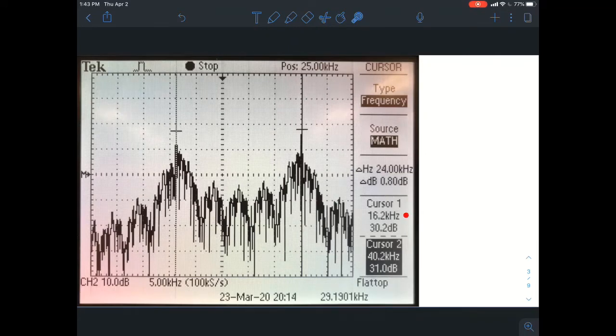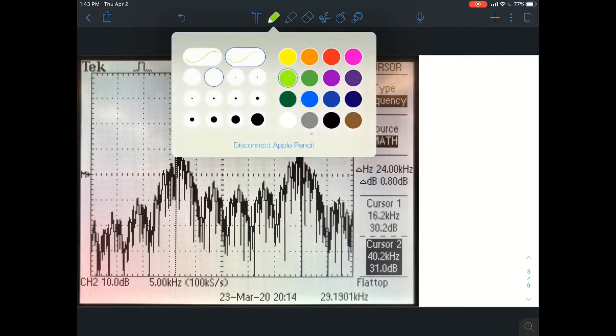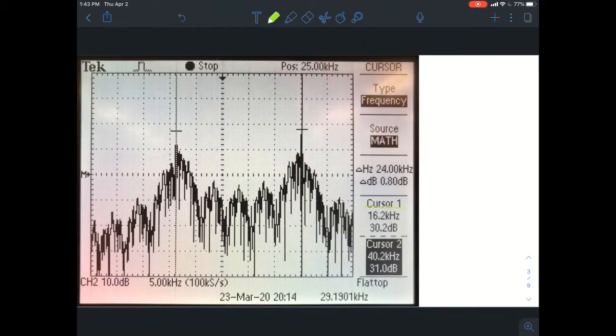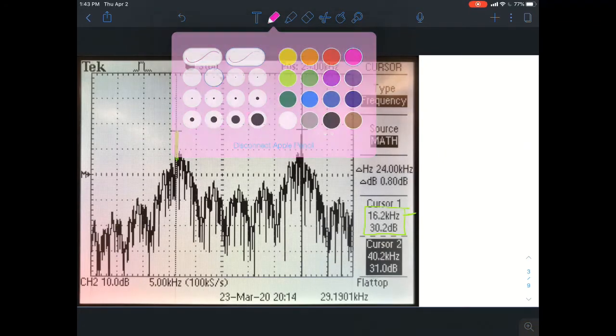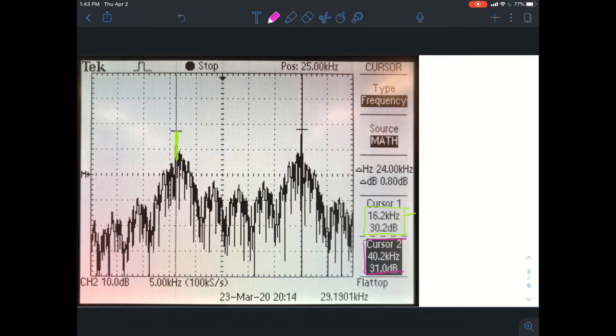We see cursor 1, which is over here. I'm going to put a box around that in green, and that's where that cursor is at. I'll draw that line in green so that you know that's the frequency annotated there. I'll use magenta around cursor 2 and mark that out as well. So you have the frequency domain representation and the information that is carried there.